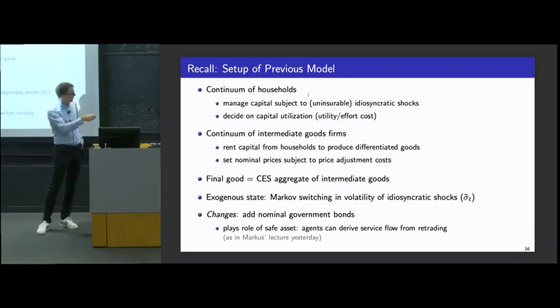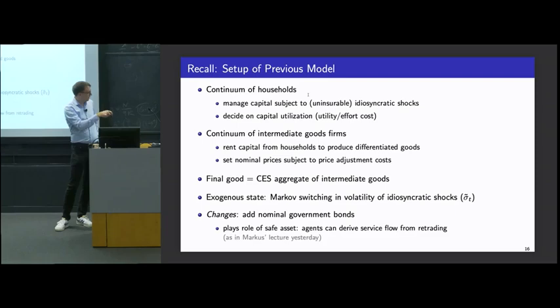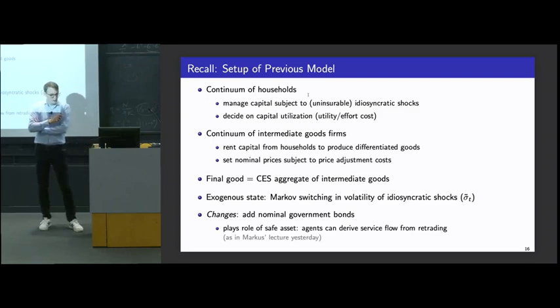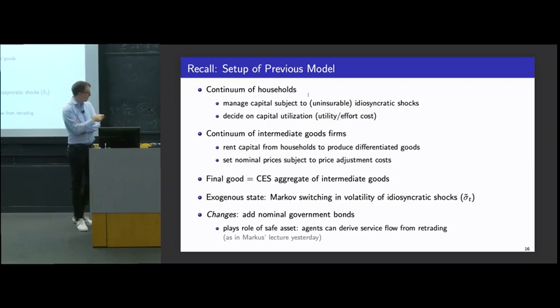They rent the capital from the households, produce differentiated goods. They set the nominal price subject to price adjustment cost, and then this feeds into a final good CES aggregate as everything is competitive, and then it goes back to households, they eat it. So that's what we just had, and then we had this Markov switching between high idiosyncratic risk and low idiosyncratic risk. So that all stays the same. I'm not going to change that in any way. I'll just add one little ingredient to it.